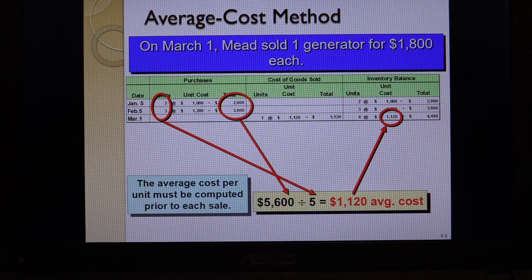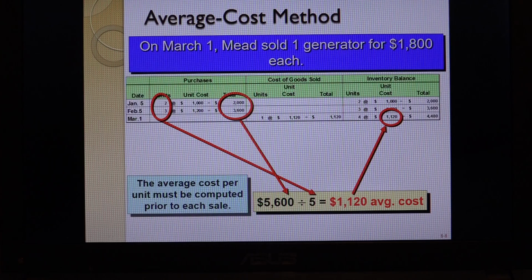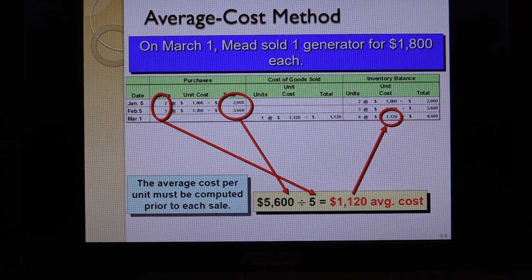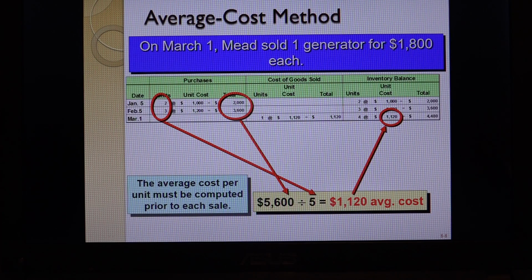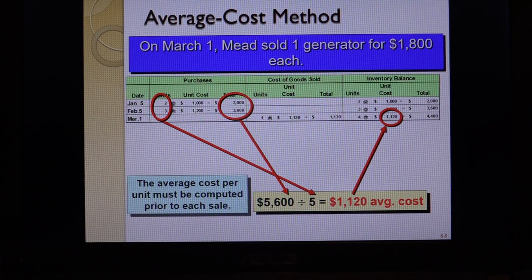What you're going to have to do here is every time you make a purchase, you're going to have to average in that new purchase with the other items that are in inventory. Like, they had the 2 generators in there as of January 5th. And of course, the average cost, since they're the same, would have been $1,000, right? Once they got in these 3 new generators at 1,200, look what they did. They averaged those at $1,120. So there's going to be a rolling average every time a new purchase is made, so you can average it with the inventory that's already on hand. And so note here that the average cost per unit must be computed prior to each sale.